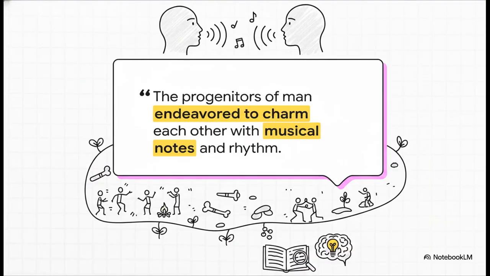But hey, before we get completely bogged down in the dry mechanics of linguistics, I want us to take a step back and just appreciate the grand, really mysterious narrative of human evolution here. Charles Darwin actually speculated way back in 1871 that our earliest ancestors might have developed musical notes and rhythms just to charm one another. It's such a beautiful thought, isn't it? It's a great reminder that language didn't just magically appear in a textbook, it evolved within social, living, breathing communities. Keep that evolutionary context in the back of your mind as we review.